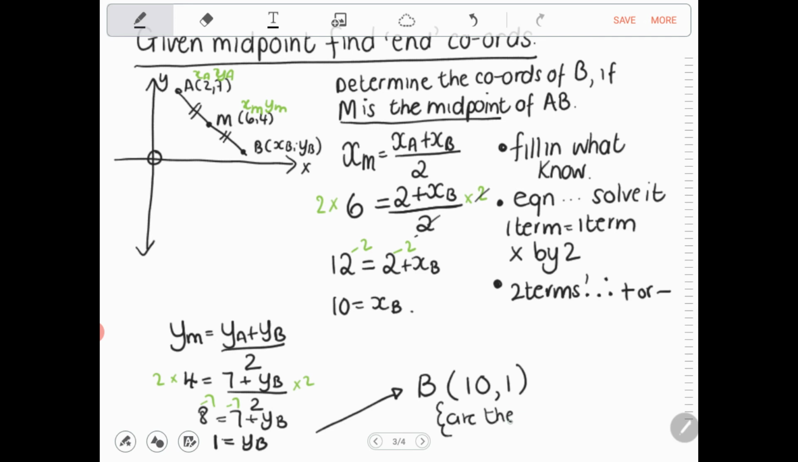And please check if they're feasible on your diagram. Go back and see the x at B could very possibly be 10 because that's 6 in the middle. So that's at least further along the x-axis. And the y at B, well, those are going down, so 1 is a feasible coordinate. So just look at your diagram and see if they're feasible. All right, so your x and your y's are the same steps. Fill in what you know, solve your equation by multiplying by 2 and then either adding or subtracting to get your value alone.